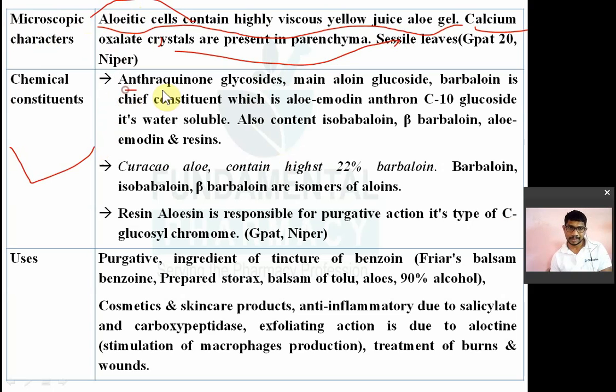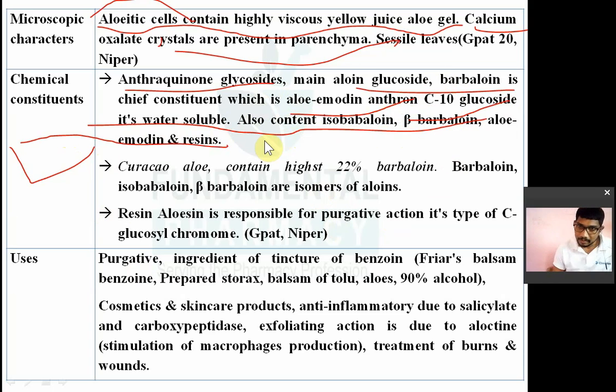Okay, chemical constituent. Now it is important again. Here anthraquinone glycosides are there. So the main glycoside is nothing but the barbaloin. Main glycoside in the aloe vera is barbaloin. तो barbaloin जो है that is the main anthraquinone glycoside और उसका भी chief constituent, so barbaloin is the chief constituent which is nothing but the aloe anthron, that is a 10 carbon glycoside, and it is water soluble. This barbaloin is water soluble and also consists of isobarbaloin and beta barbaloin.